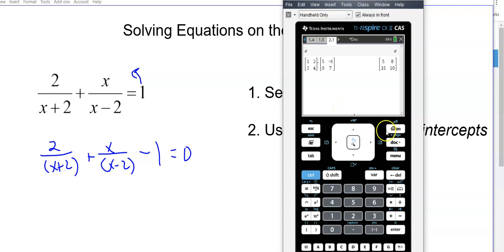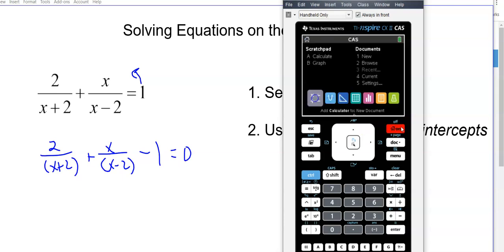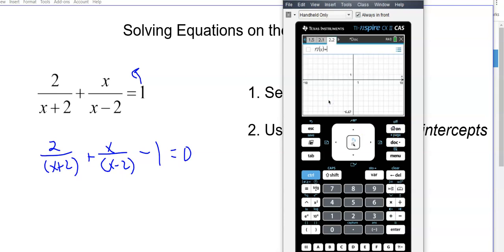So we're going to graph that left-hand side. We've done this before, I think. Okay, let's do control divide, 2 over (x plus 2), plus x over (x minus 2), minus 1. This graph may look kind of strange. I don't graph the equals here. Wow, it's a really strange looking graph, right?